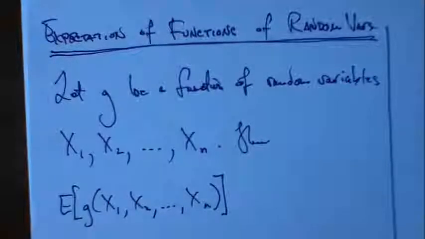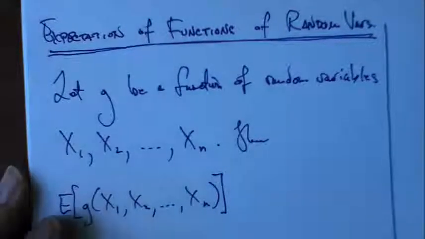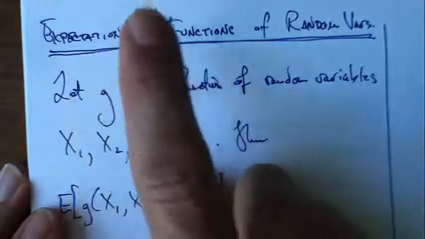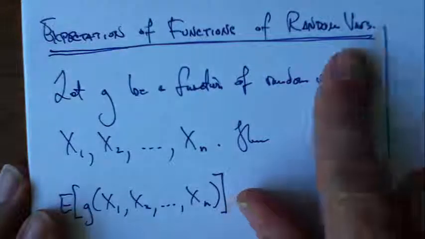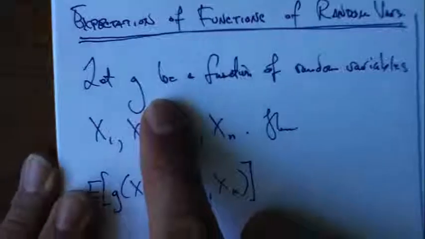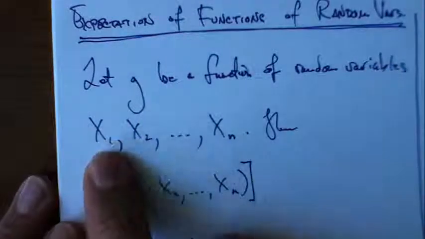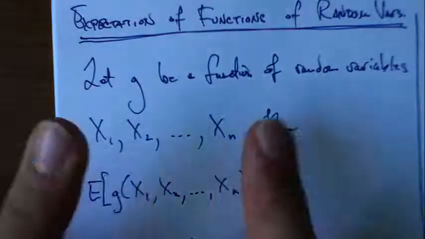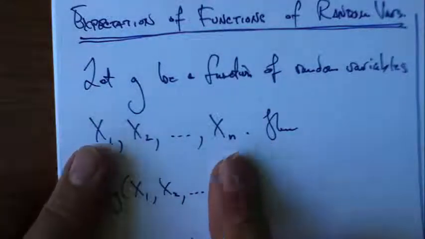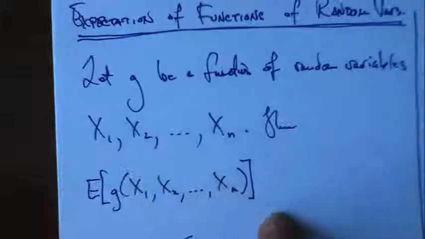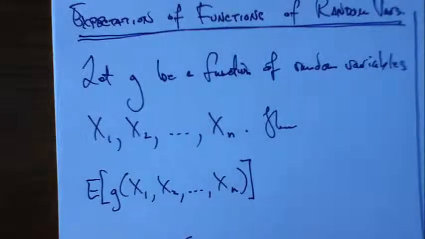Very sophisticated. We're getting to be, we've got a lot of tools under our belt. We're going to talk about expectation of functions of random variables, okay? So let's let G be some function of random variables, x1, x2, up to, say, xn. So you've got n random quantities. They may or may not be independent. And G is some function of those random quantities, and you want to know how to compute the expected value of G of these random variables.